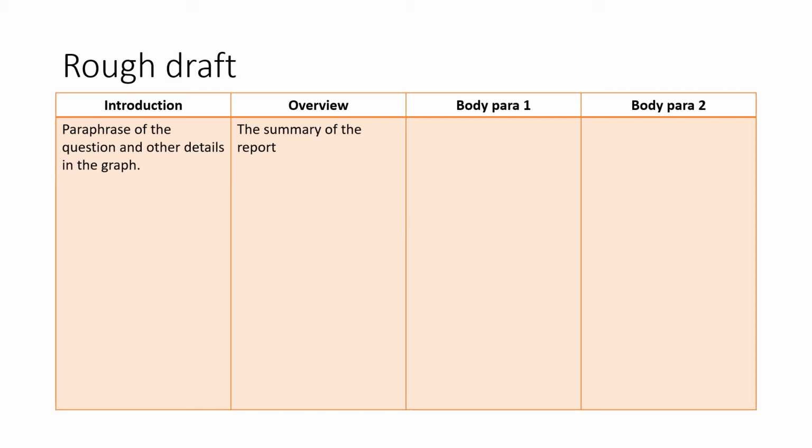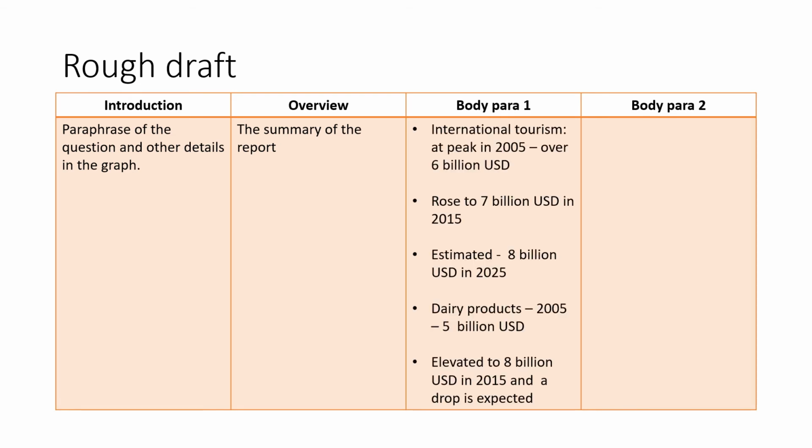Some of the striking features which you will have to highlight here are that international tourism recorded the highest revenue of 6 billion US dollars in 2005, which rose to 7 billion US dollars in 2015 and is estimated to rise to 8 billion US dollars in 2025. And talking about the dairy products, we can see that in 2005 it recorded 5 billion US dollars, which elevated to 8 billion US dollars in 2015, which is expected to drop in the future.